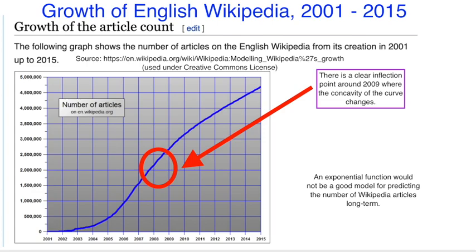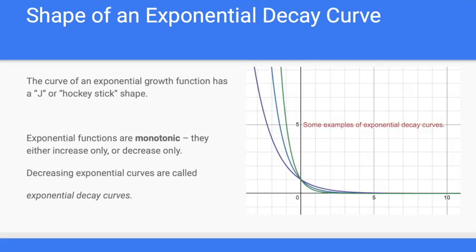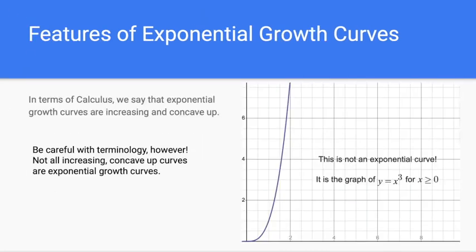fewer new articles were being produced. Exponential curves have a very distinctive shape, that looks like a sideways J or a hockey stick. One important feature of an exponential curve is that it is monotonic, which means it either only increases or only decreases over its domain. Also, exponential growth or decay curves will always be concave up. Exponential growth curves are always concave up and increasing.